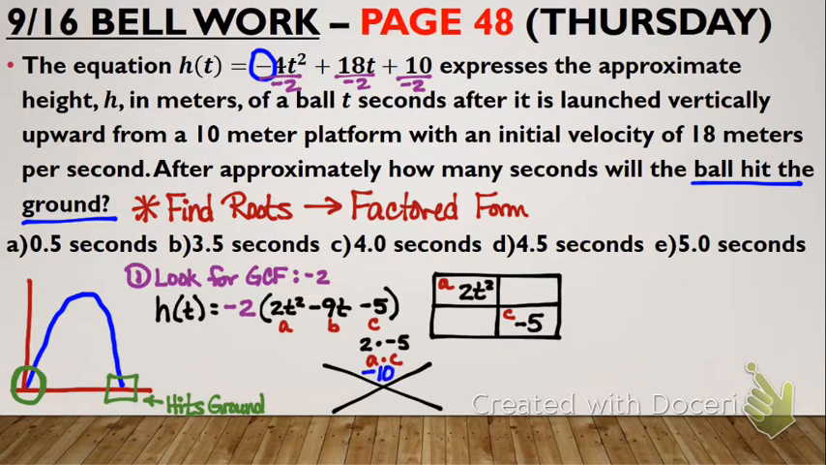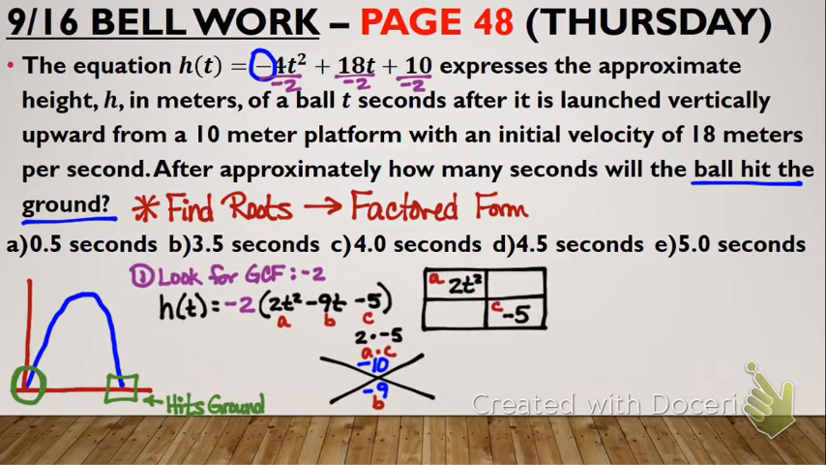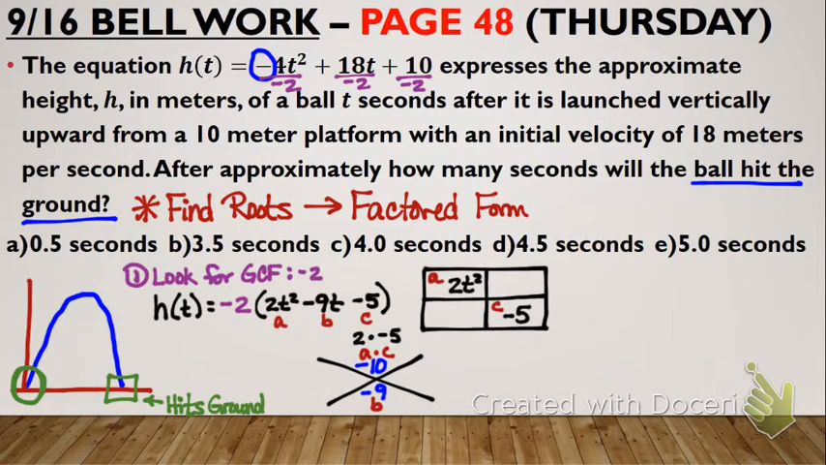-10. Down on the bottom is where the b value goes. What's the coefficient with b? -9. So I need to find two numbers that when I multiply them, I get -10, but when I add them, I get -9. -10 and a +1. Those are the two numbers that will do that.